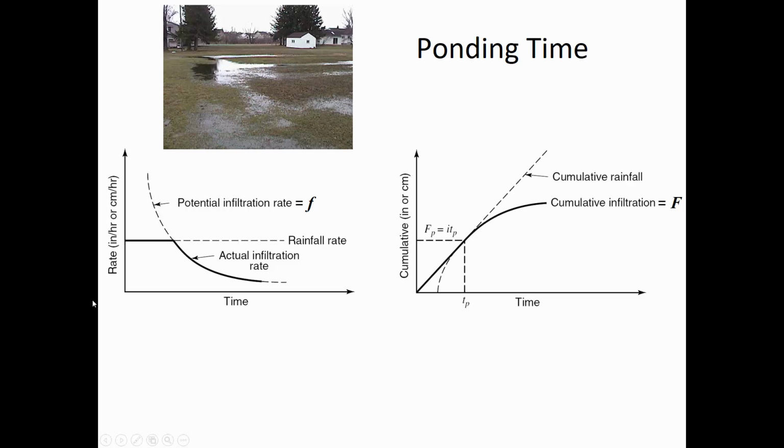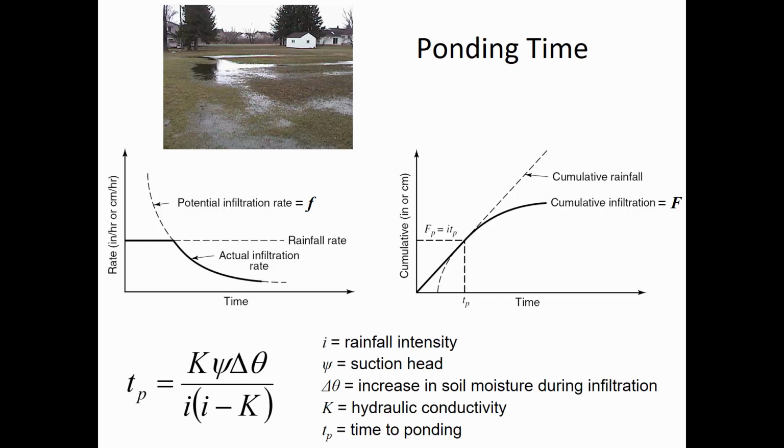So this was in terms of rate. If we look at it in terms of depth, so capital F is depth, the cumulative amount, the cumulative rainfall, when it comes into contact with the cumulative infiltration, that is T sub P, the time to ponding. And so you can know the time to ponding, it's the rainfall intensity I times T sub P that will tell you the depth that has infiltrated at the ponding time. So this shows how to calculate T sub P.